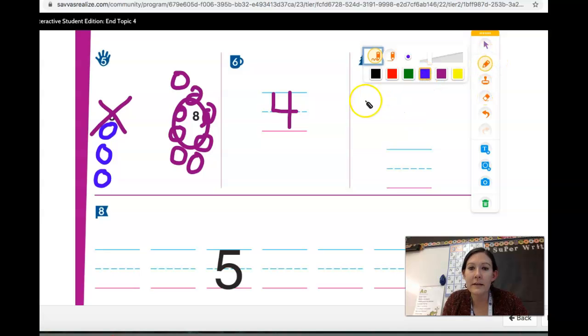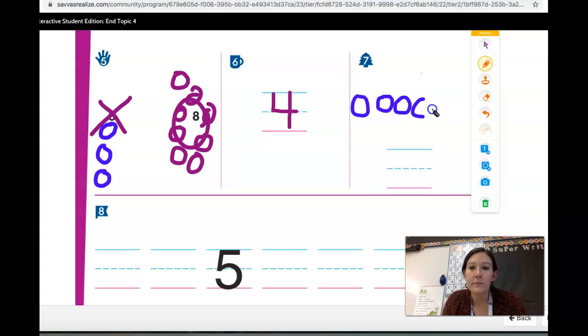So I'm going to go ahead and fix mine so that mine are all next to each other. 1, 2, 3, 4, 5, and write the number 5. Go across, take a dive around the bend, and that's a 5.